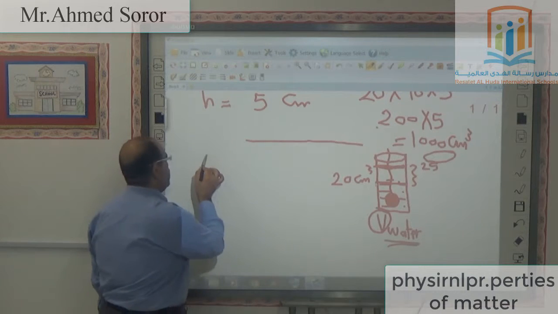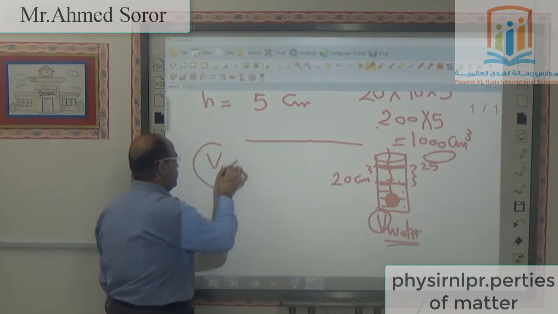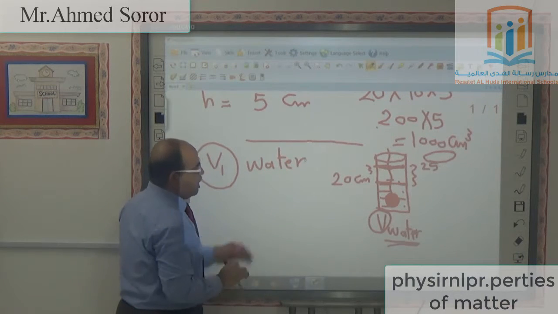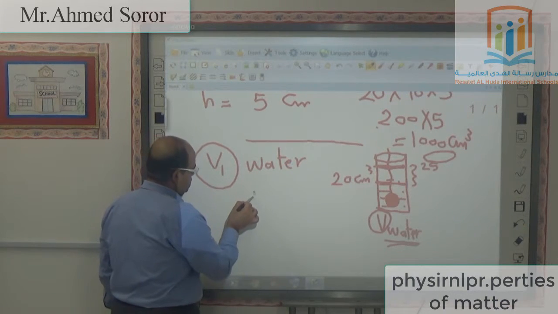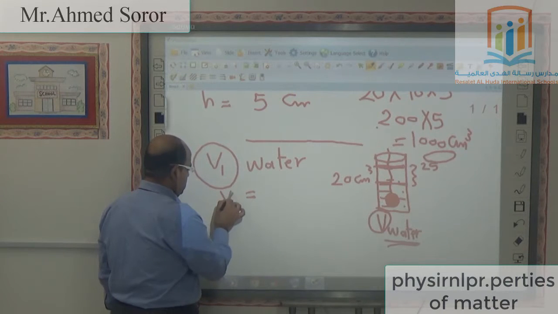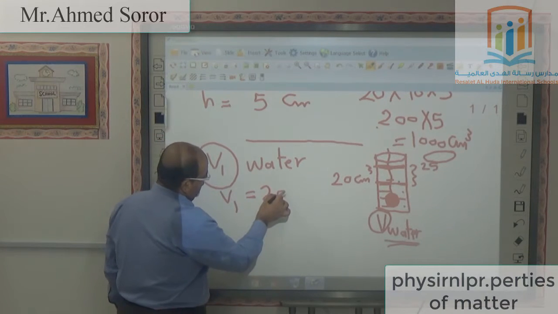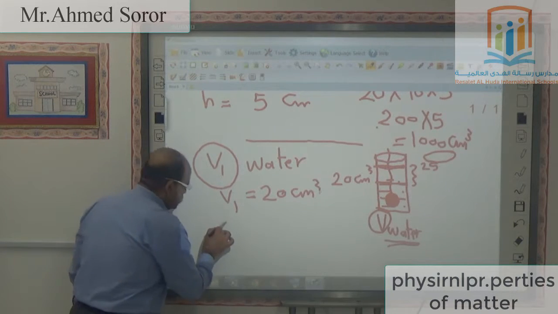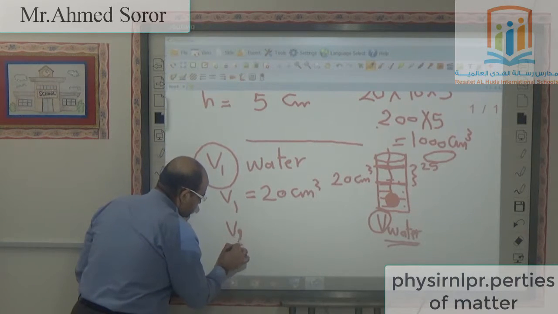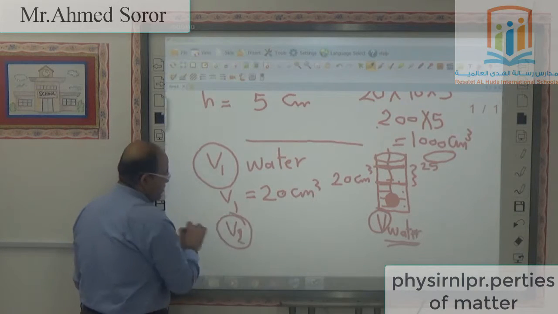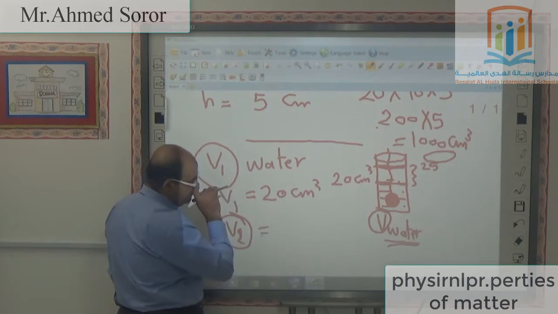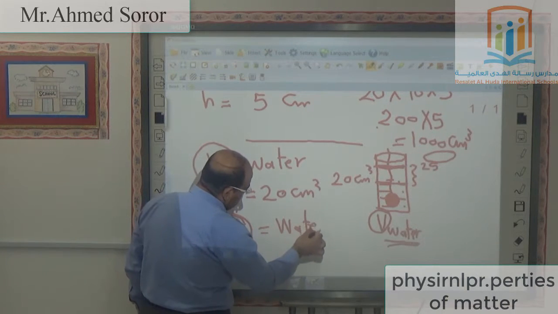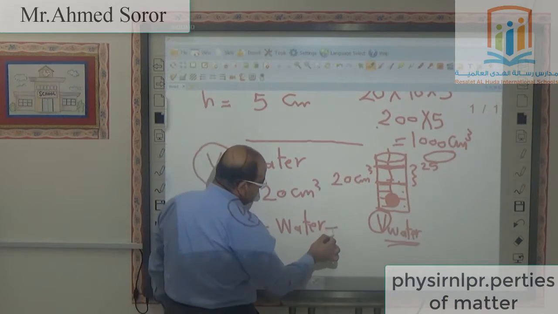The first one, V1, the volume of water, equals 20 cubic centimeters. V2 is the volume of water plus stone.